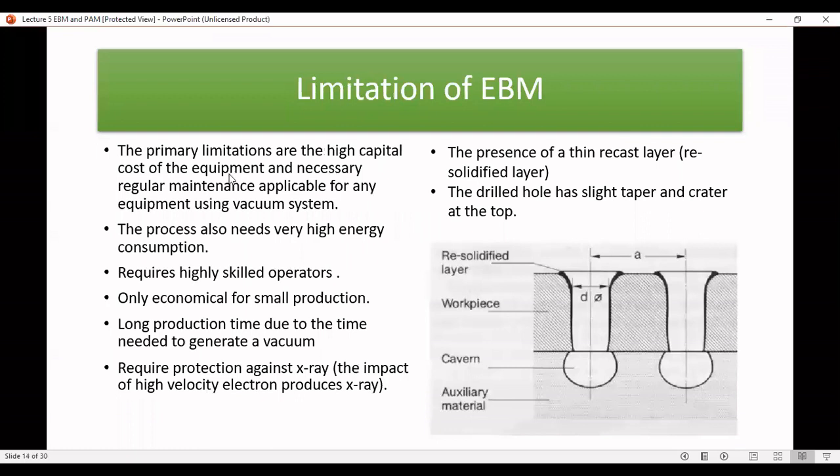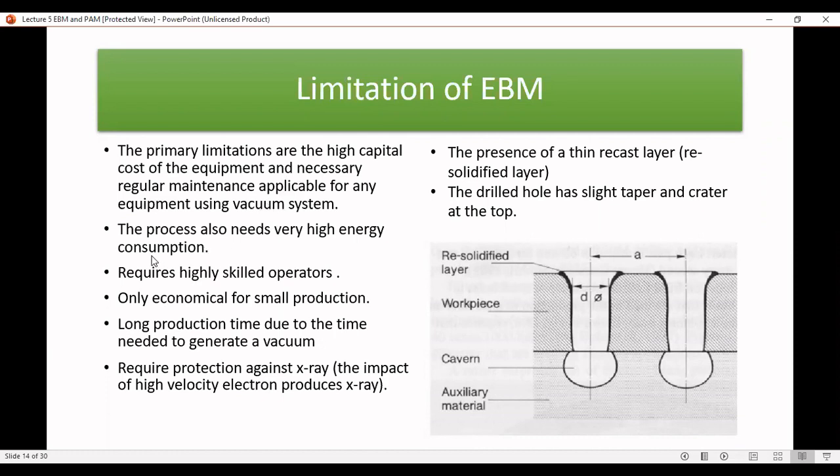Limitations of EBM. The primary limitations are the high capital cost of equipment. So the initial investment is quite expensive because the EBM equipment itself is quite expensive, and there is necessary regular maintenance applicable for any equipment using a vacuum system. So because of the vacuum system, it's expensive to maintain. So the initial capital cost is expensive to buy the equipment, and maintenance of the system is also quite expensive, especially for the vacuum system.